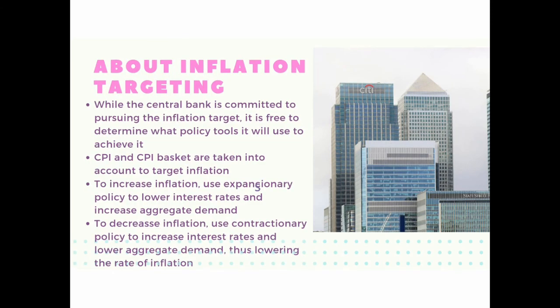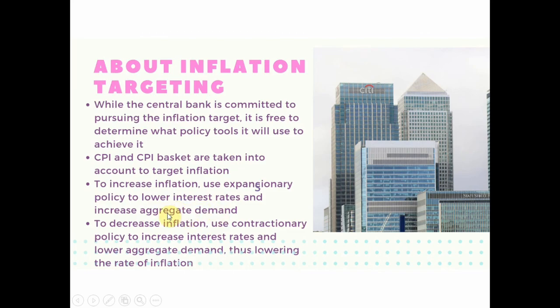So how does inflation targeting work? When the central bank is committed to pursuing the inflation target, it is free to determine what policy tools it will use to achieve it. CPI and the CPI basket are taken into account to target inflation. To increase inflation, the central bank will use expansionary policy to lower the interest rate, and therefore increase the aggregate demand.